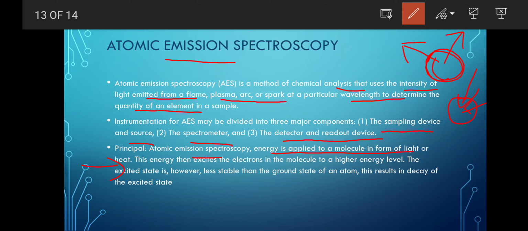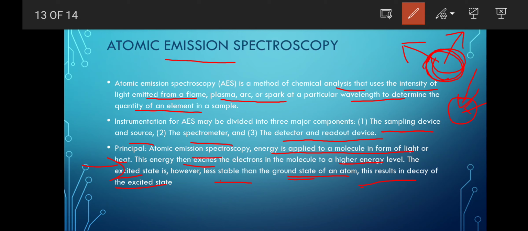Then the principle here is that in atomic emission spectroscopy, energy is applied to an atom in the form of light or heat. The energy then excites the electrons to a higher energy level, and in the excited state the atoms become less stable. Whenever you are moving from your comfort zone to another place, you become a little unstable, right? Then comes the ground state, so this results in decay of the excited state.